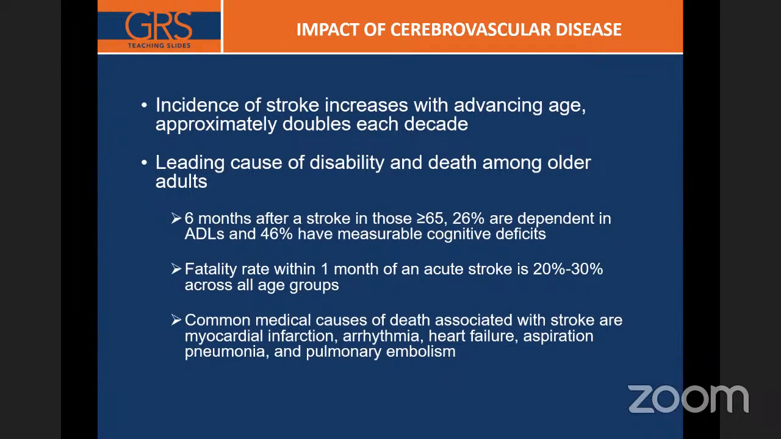First of all, impact of cerebrovascular disease. Incidence of stroke increases with advancing age, approximately doubling each decade. It's the leading cause of disability and death among older adults. 6 months after stroke, in those more than 65 years, 26% are dependent in their daily living activities, including dressing, eating, and getting in and out of the bed. And 46% have measurable cognitive deficits.